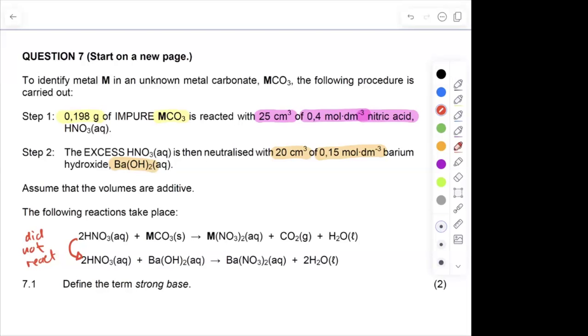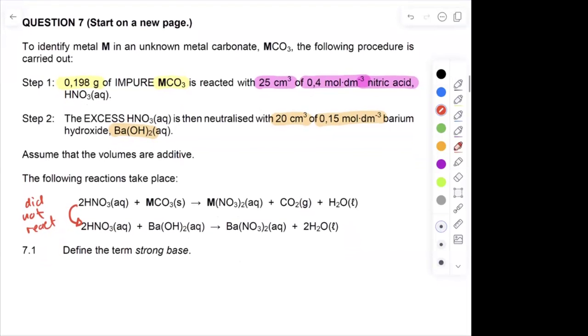So let's answer the first question, 7.1. I told you guys when we were doing our theory, right? They'll say, define the term strong base, or they'll say define Arrhenius base or Lowry-Bronsted base. So in this case here, they said define the term strong base. So again, remember, a strong base is one that ionizes completely in water, or ionizes nearly completely in water.